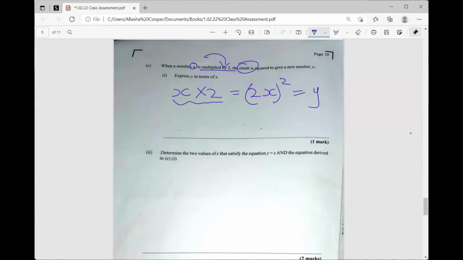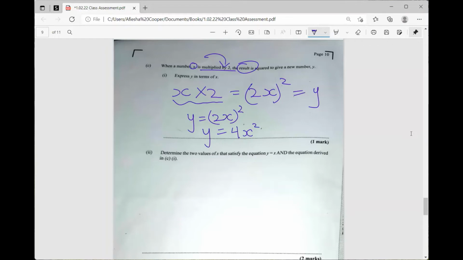So this is a statement. A number x is multiplied by 2. The result, what is the result of x multiplied by 2? 2x. The result is squared to give a new number, y. So y is equal to (2x) squared. Y is equal to 4x squared.